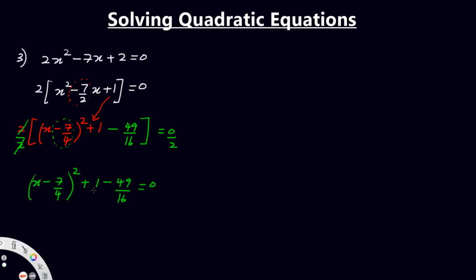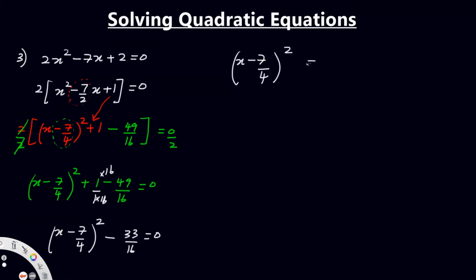Now here I will get the common denominator. So I have to multiply the denominator by 16 and the numerator by 16 over here. So once you simplify, you get (x minus 7 divided by 4), the whole thing to the power 2. Here you get 16 minus 49. So 16 minus 49 is going to be minus 33 divided by 16 is equal to 0. Now you will bring 33 divided by 16 to the other side, which is going to be 33 divided by 16 positive.